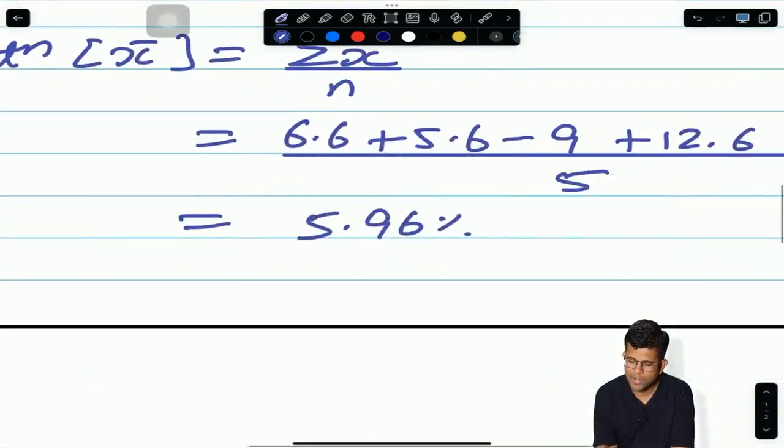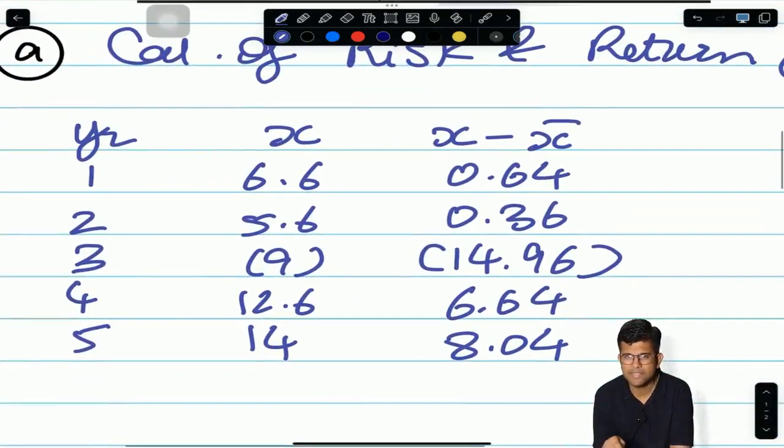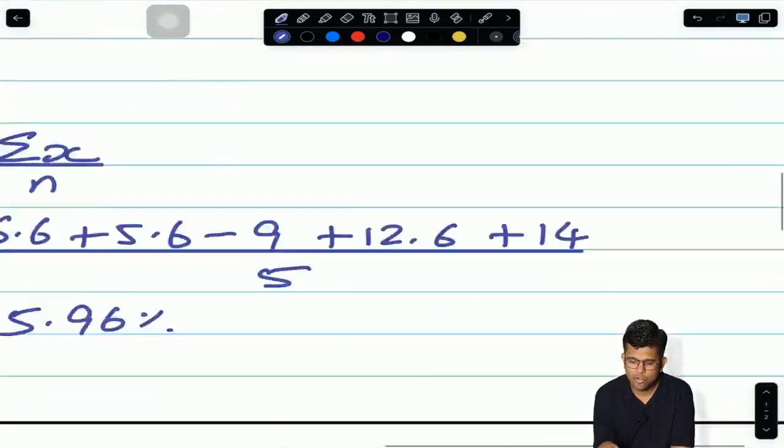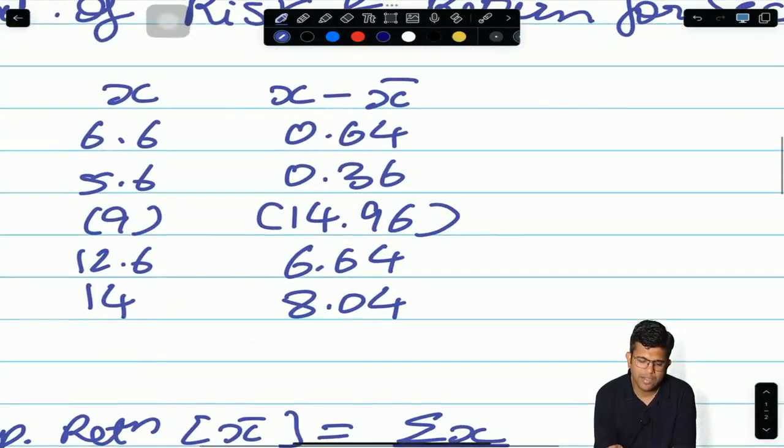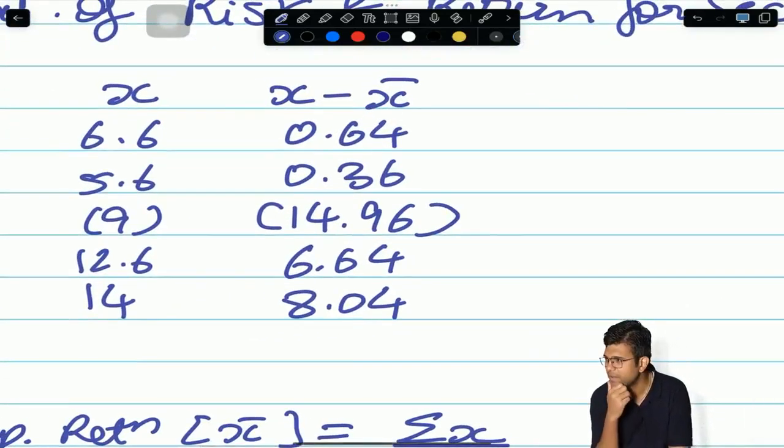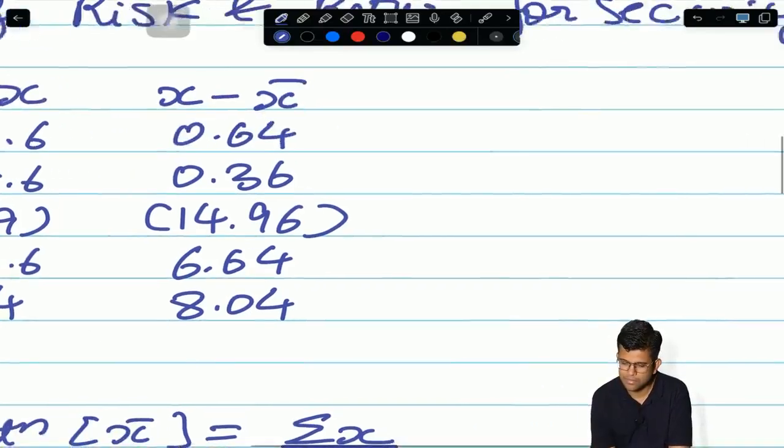Okay, what is 5.96? 5.96 is the average of these x. I want to know on an average it will deviate by how much from 5.96. So then take the average of x minus x bar. Everyone clear? Does anybody want any explanation again for this? Clear? Okay, now get me an average of these 5 numbers.